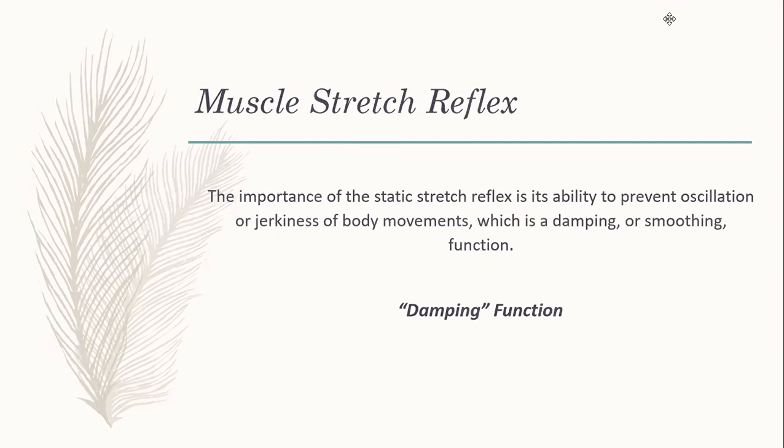Damping function. The importance of the static stretch reflex is its ability to prevent oscillation or jerkiness of movements, which is damping or smoothing function. So what it means to say, if you are holding a certain object, hindi naman siya umuuga-uga, di ba? Parang it's stable. And that's because of a damping function. So the muscles need to contract statically, but hindi rin siya pwedeng mag-relax, hindi rin siya pwedeng mag-contract. Dapat sakto lang para hindi siya oscillating. So that's the damping function. It allows you to hold a certain object without oscillation or jerkiness. So that's a muscle stretch reflex in a damping function.